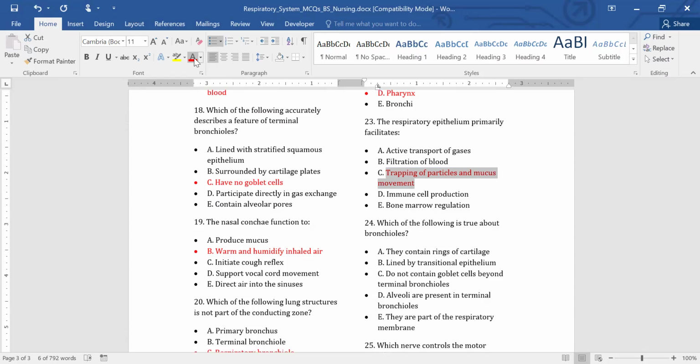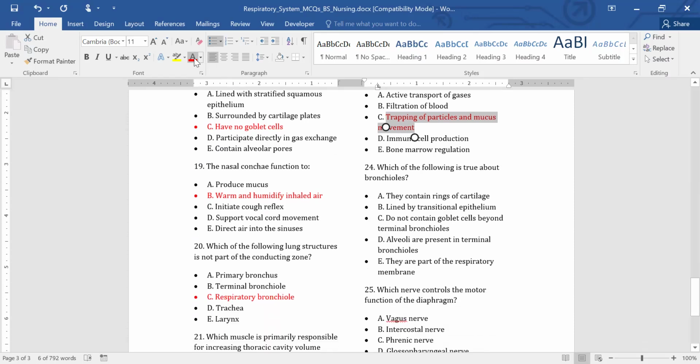Which of the following is true about bronchioles? They contain rings of cartilage lined by transitional epithelium. They do not contain goblet cells beyond terminal bronchiole. Alveoli are present in terminal bronchioles. They are part of respiratory membrane. So bronchioles do not contain goblet cells.